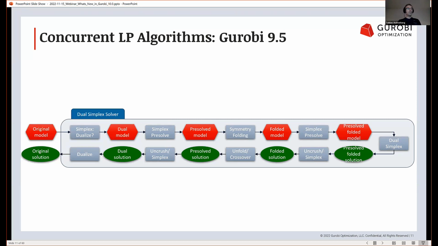So on the one hand, instead of working on the primal problem, you can form the explicit dual. If you want to do that, then you have to build this dual model. And then the next step after presolve could be that you exploit symmetry to perform a step that is called symmetry folding. That gives you another, smaller model that is kind of equivalent to the original presolved model. Then on that model, you perform another presolve operation that gives you the presolved folded model.